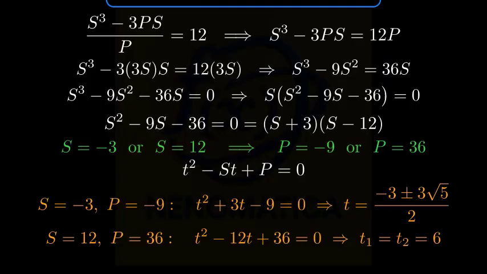First branch, s equals negative 3, and p equals negative 9. t squared plus 3t minus 9 equals 0. So t equals negative 3 plus or minus 3 root 5, all over 2. Second branch, s equals 12, and p equals 36. t squared minus 12t plus 36 equals 0, with a double root at 6.